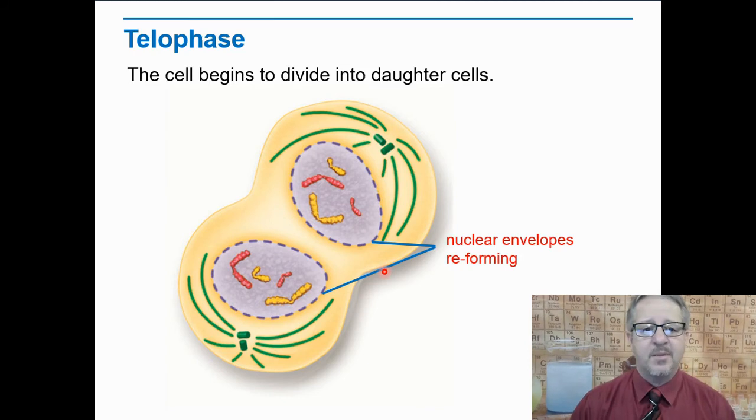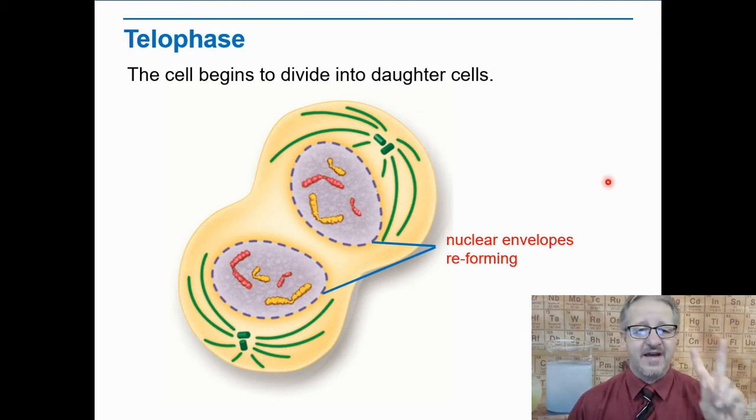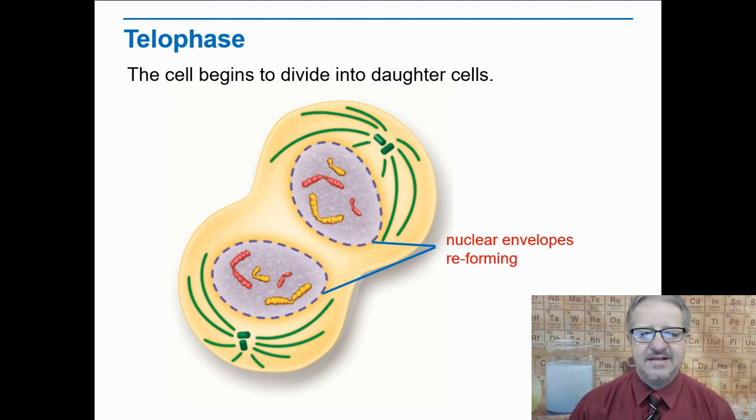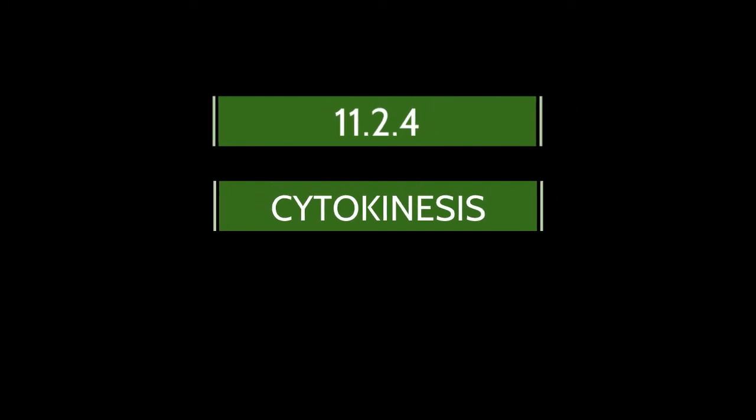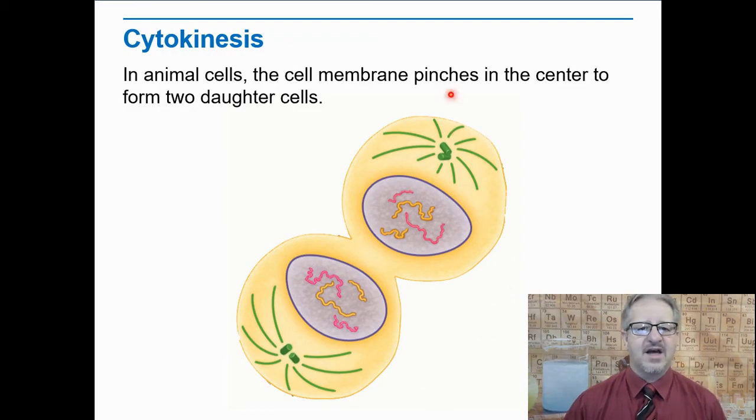Once mitosis has completed, once a new nuclear envelope forms around each set of chromosomes, we move into cytokinesis, phase 2 of the M phase. Now, cytokinesis is the final step where the cell membrane pinches in at the center and forms the 2 daughter cells.